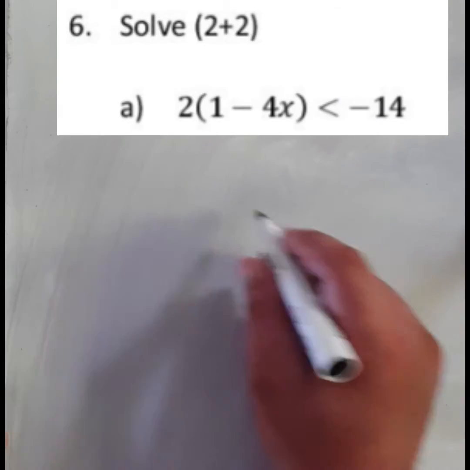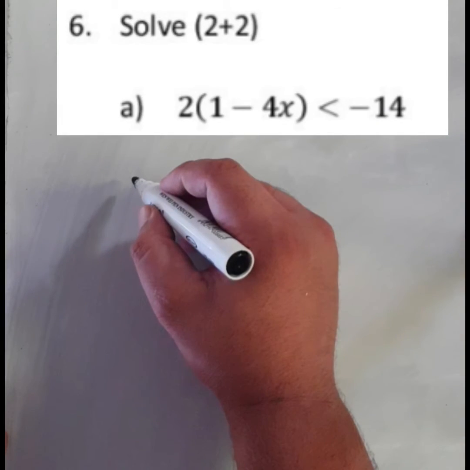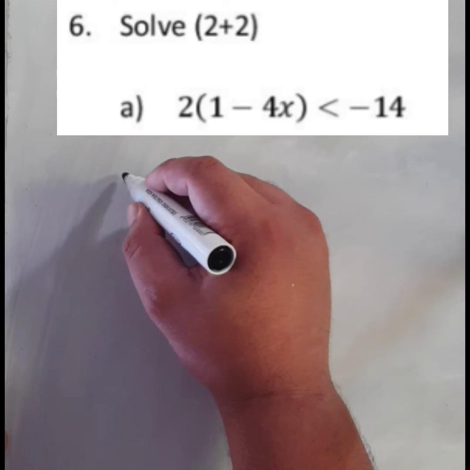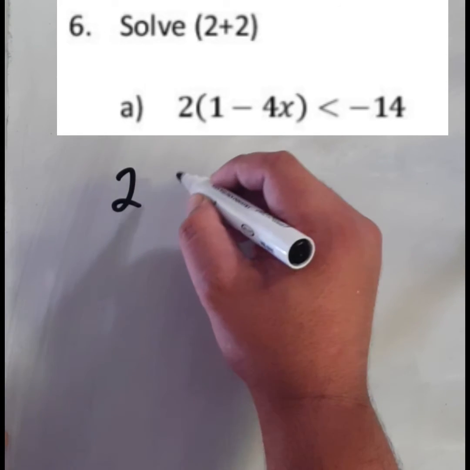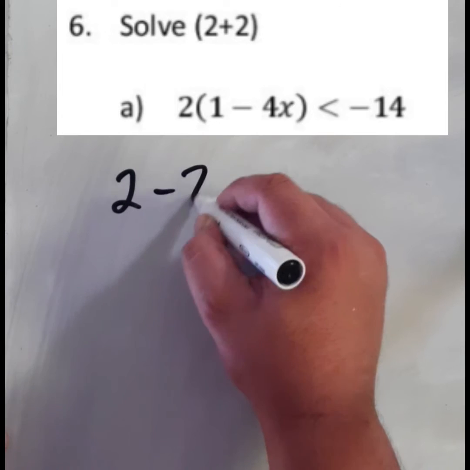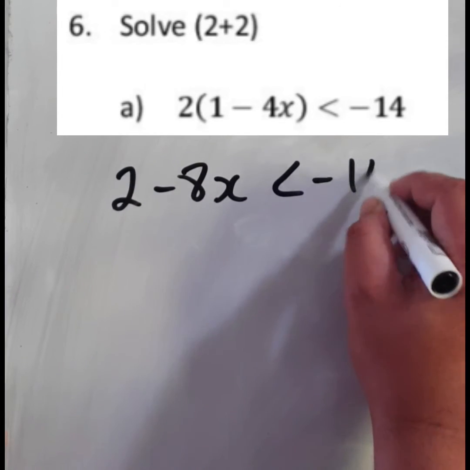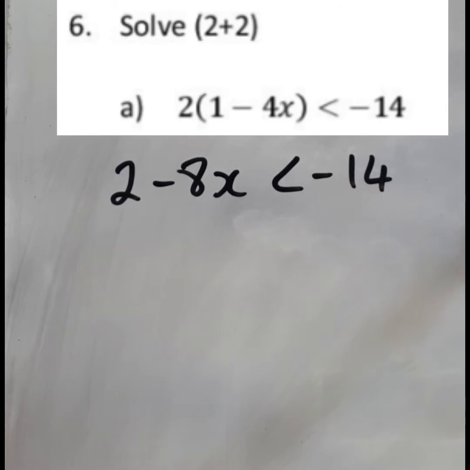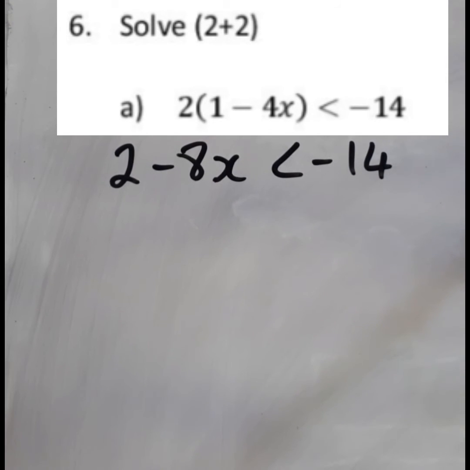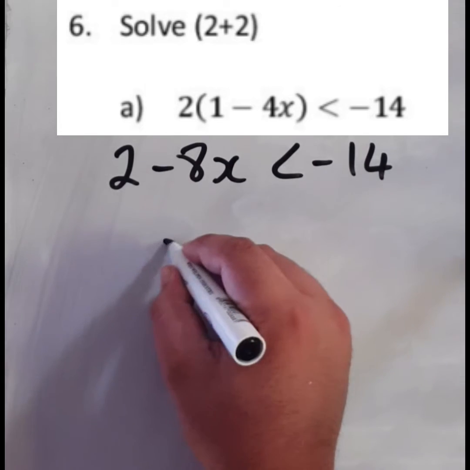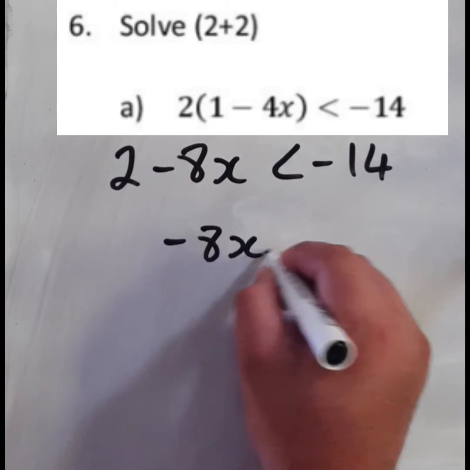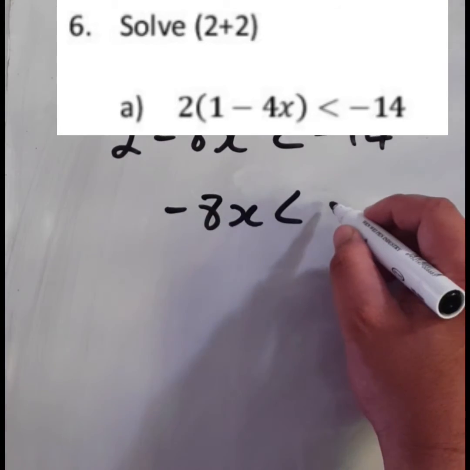Now we have an inequation and we have to solve for x. So the first step would be to multiply and expand the bracket. So 2 times 1 is 2. 2 times negative 4x is negative 8x, less than negative 14. We can take the 2 to the other side and subtract from the negative 14. So we are left with negative 8x is less than negative 16.